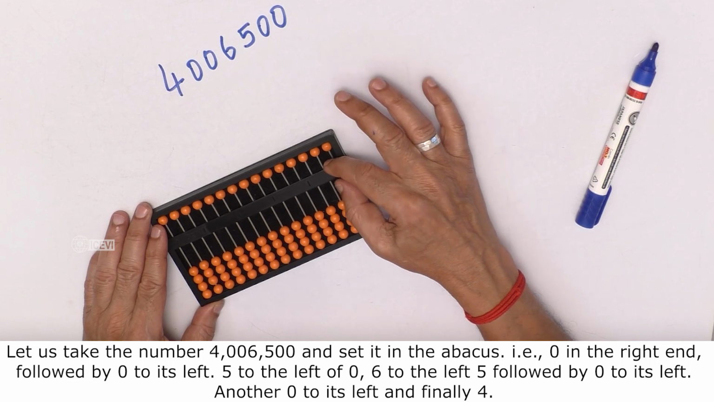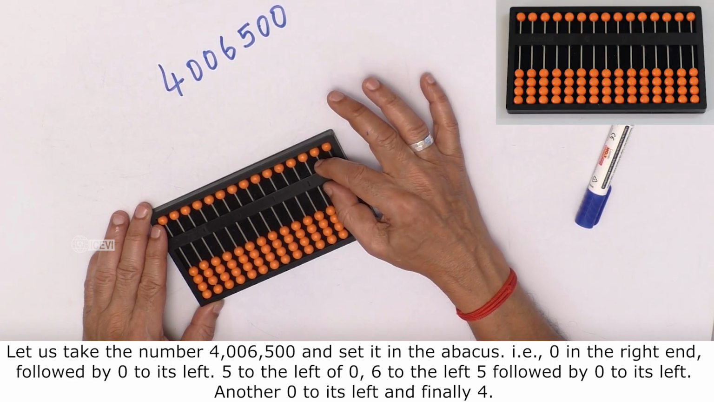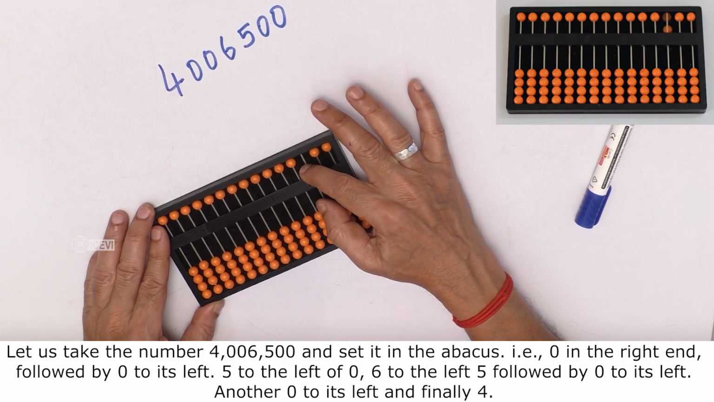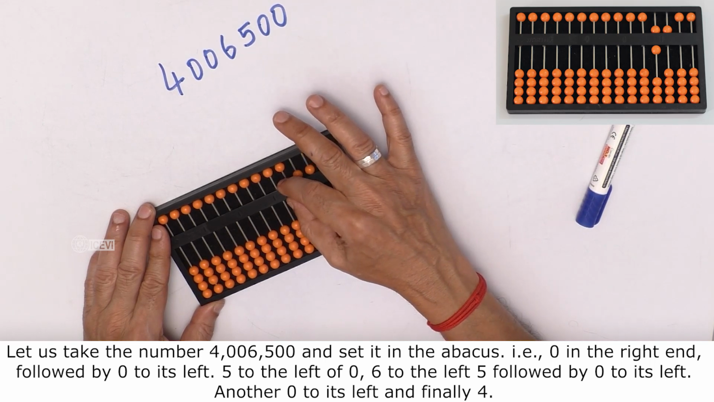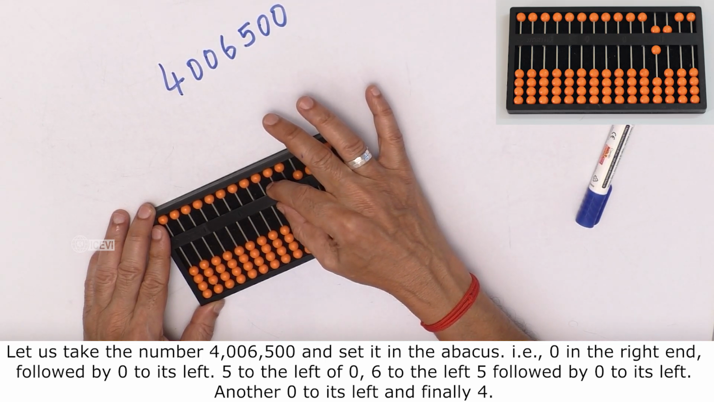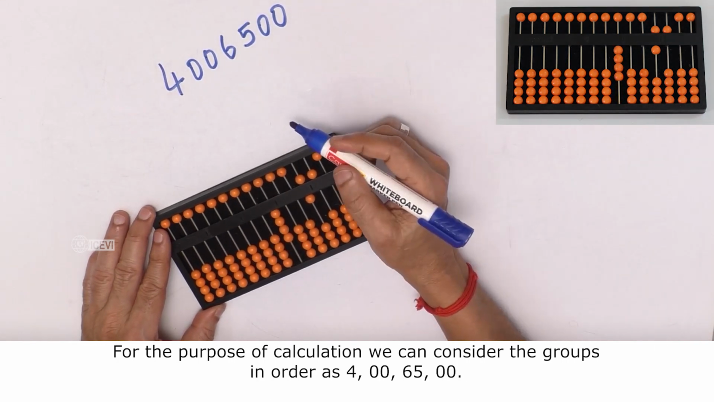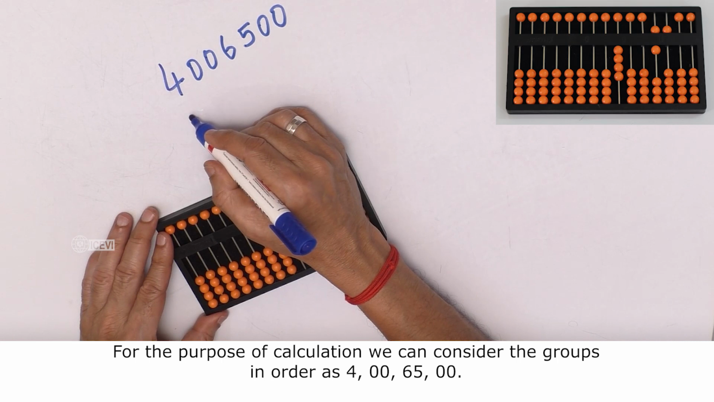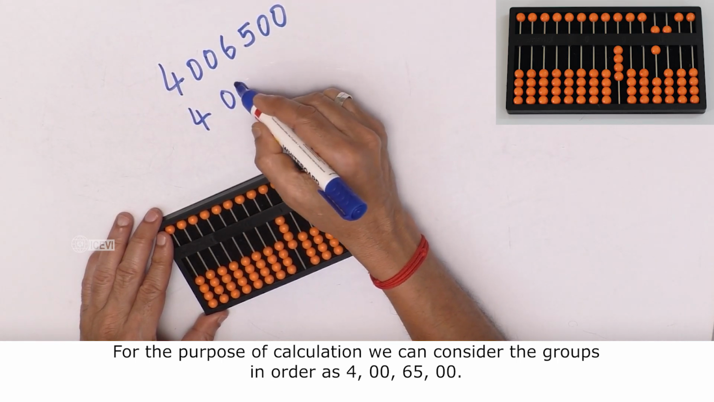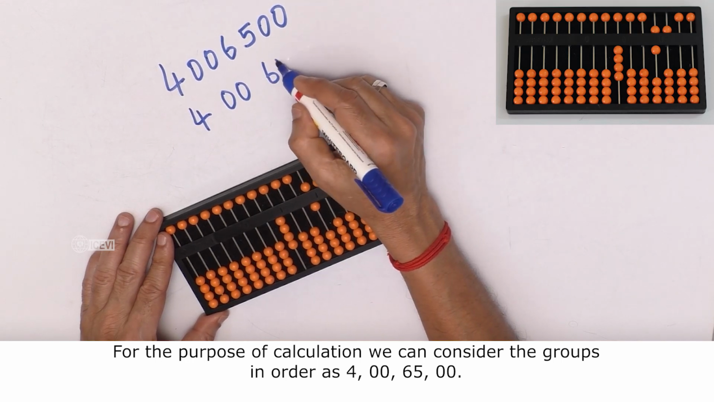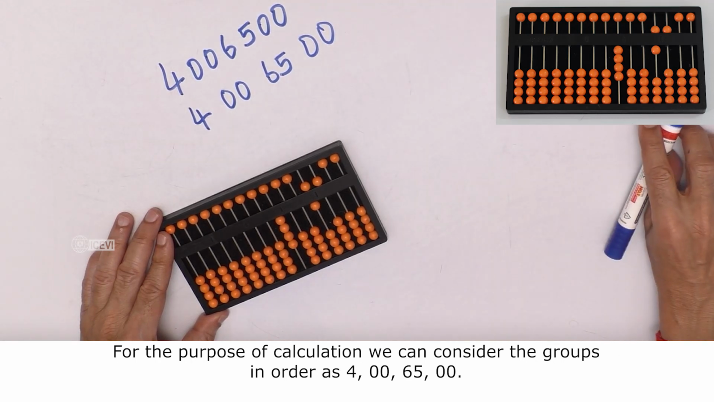That is 0 in the right end, followed by 0 to its left, 5 to the left of 0, 6 to the left of 5, followed by 0 to its left, another 0 to its left, and finally 4. Now for the purpose of calculation, we have to treat 4 as a single group, 0, 0 as the second group, 6, 5 as the third group, and 0, 0 as the final group.